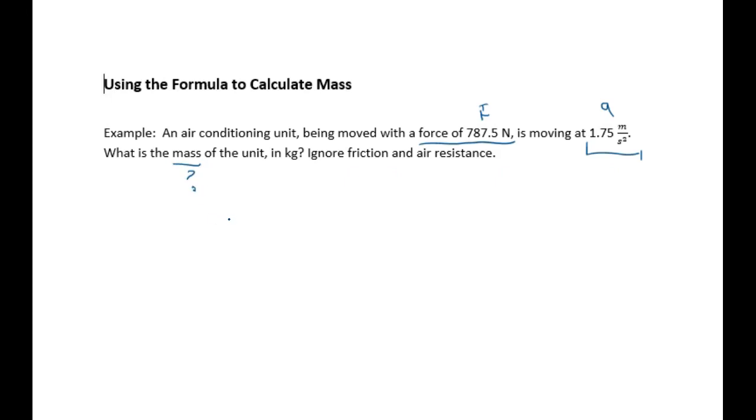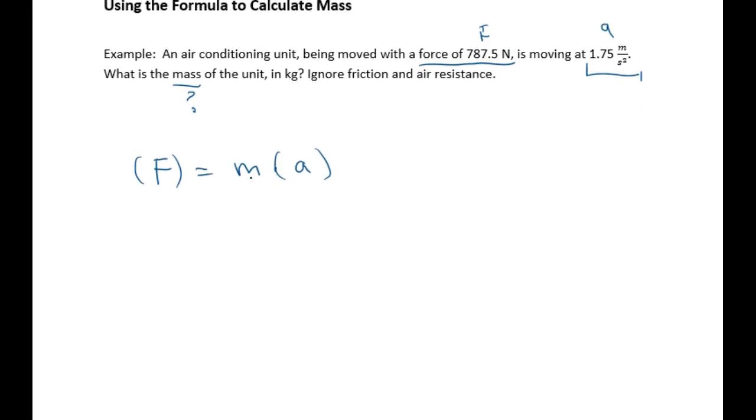So we still have the same formula that involves these values. We have force is equal to mass times acceleration. We have the force value, so we can plug that in for force, and we have the acceleration value, so we can plug that in for acceleration. And if we look at the rearrangement of this formula, if we bring acceleration to the other side, mass is equivalent to force divided by acceleration.